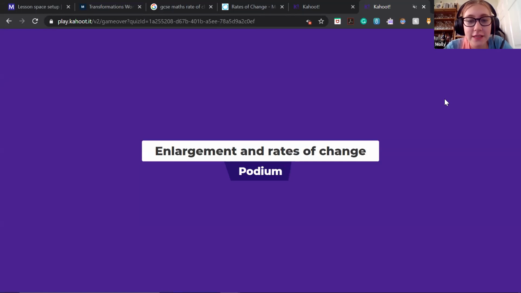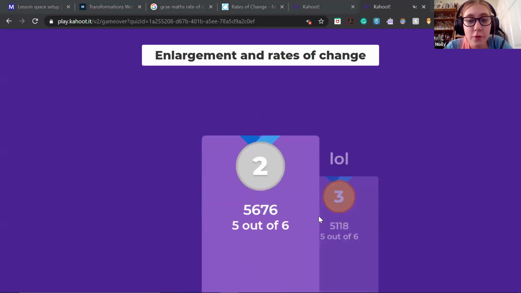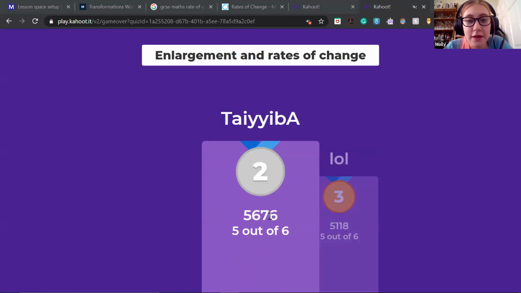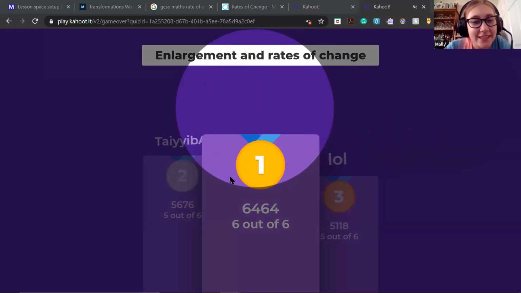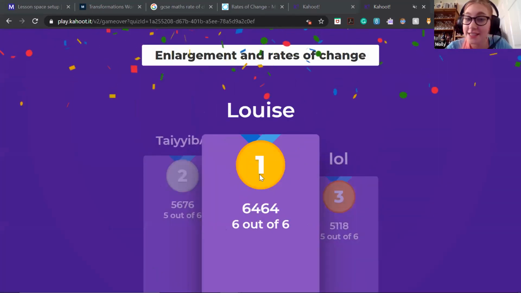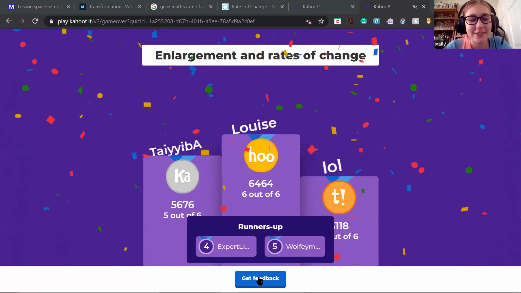So first of all, let's look at this podium for before. So Lol in third, Taiba in second, and Louise in first, who I think came first yesterday as well, so smashing it with a 6 out of 6. Fantastic.